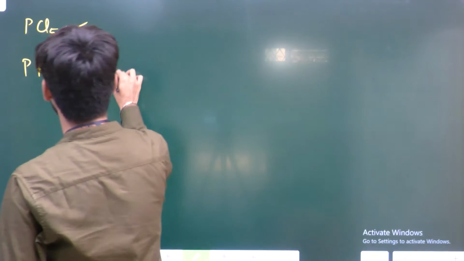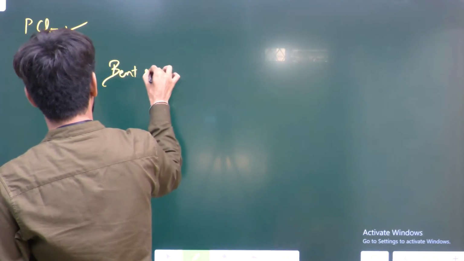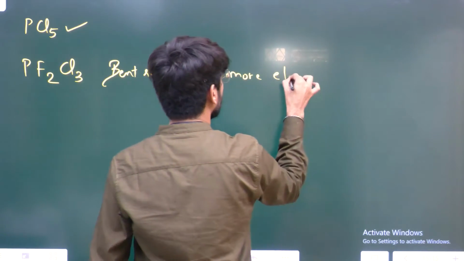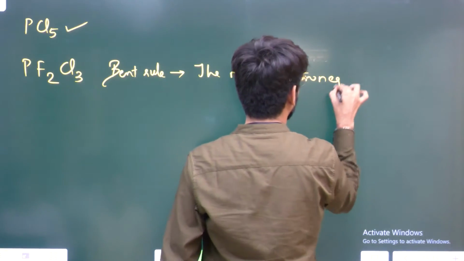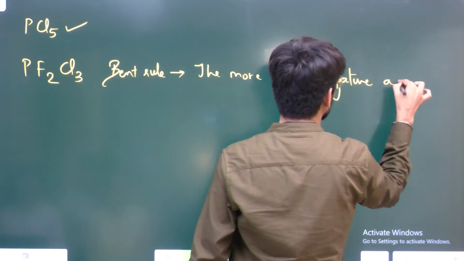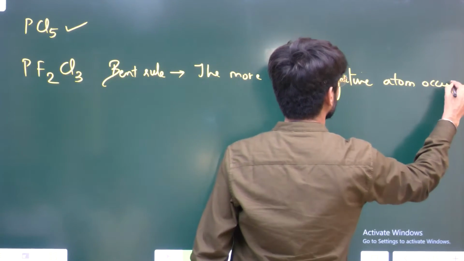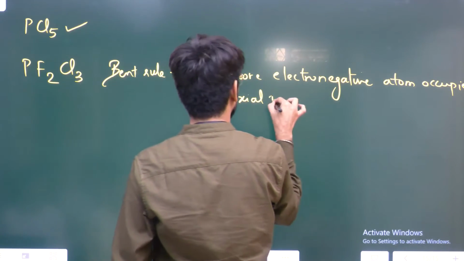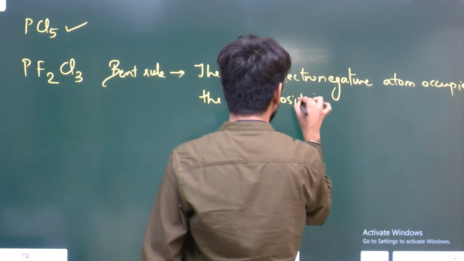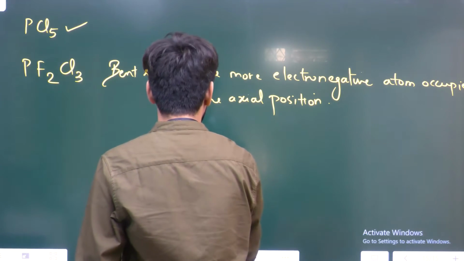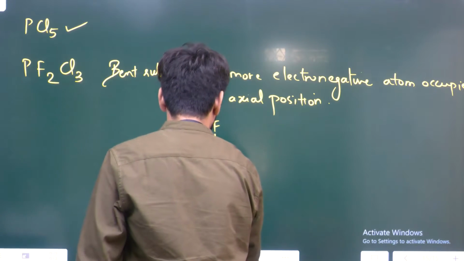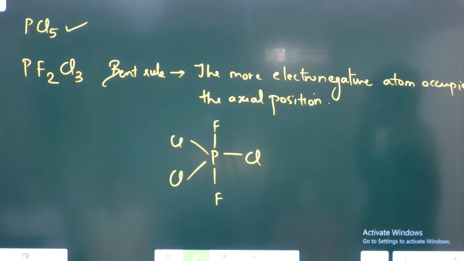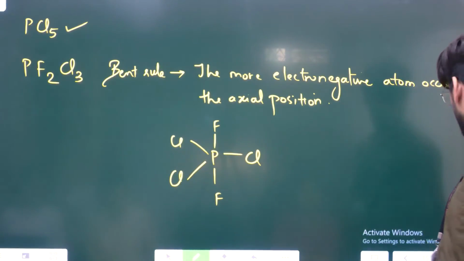Here a concept comes, named Bent's rule, which says that the more electronegative atom occupies the axial position. This means the right geometry, the right structure, will be this one. Clear? This is better. Yeah. Next.